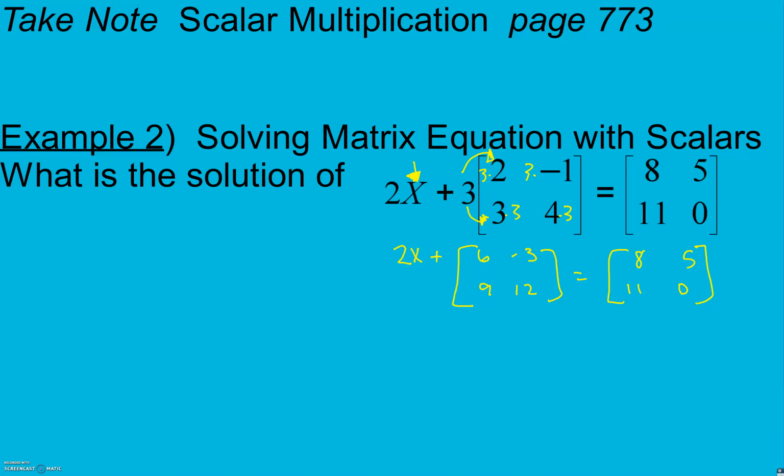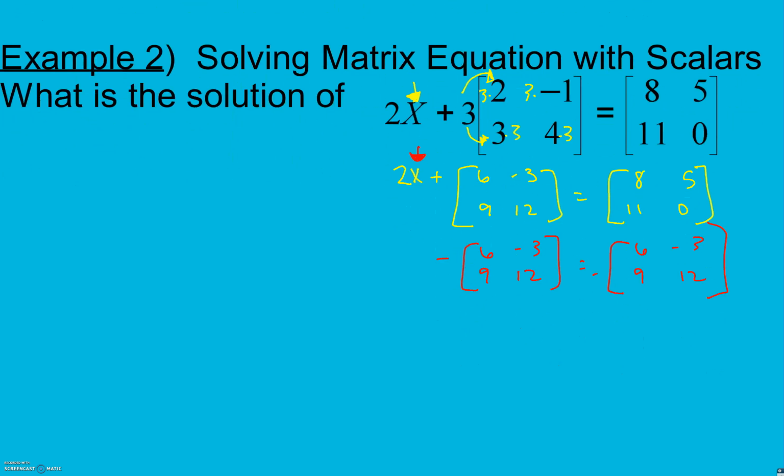Now, I need to subtract this matrix to move it to the other side. Again, we're still trying to solve for X, so we have to get it by itself. So minus 6, negative 3, 9, 12. Subtracting matrices here. So in order to do that, I take 8 minus 6, 5 minus negative 3, 11 minus 9, and 0 minus 12.